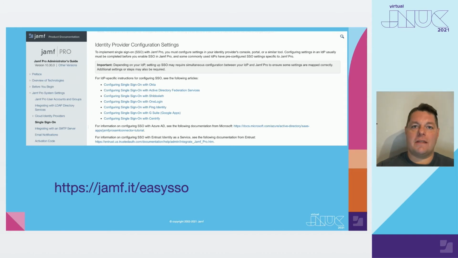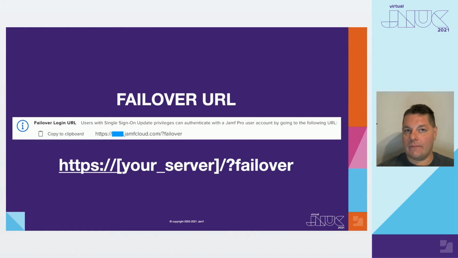And before you hit the save button in Jamf Pro settings, general, single sign-on, remember this incredibly important URL. The failover URL is the emergency backup, the "I goofed up and I didn't set up SSO correctly initially" backup plan. It's the base URL of your server, followed by a slash, question mark, and the word failover in all lowercase. This will bring you back to the login screen if your session gets interrupted or if your login fails.